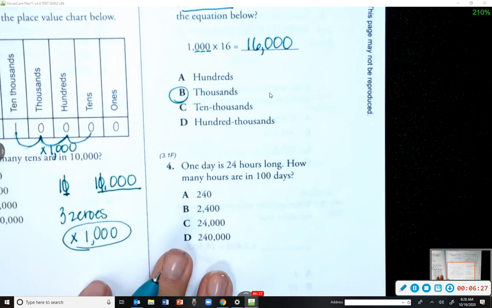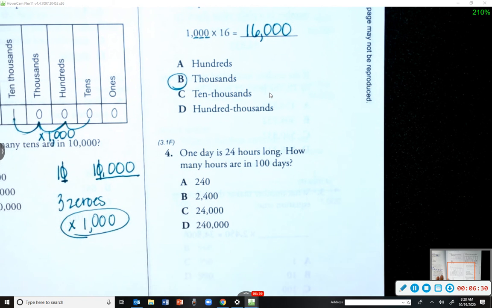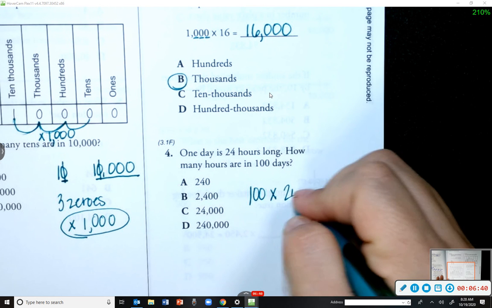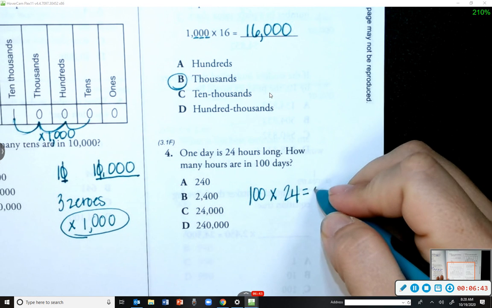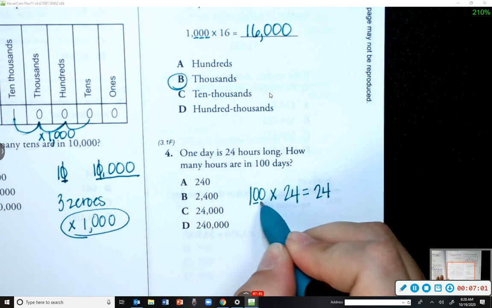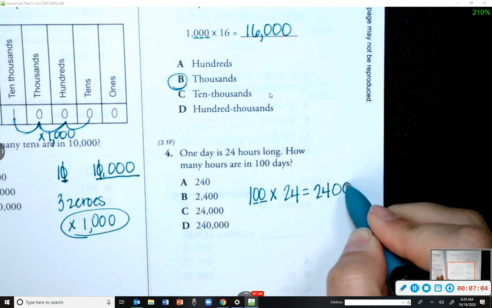Okay, number 4. One day is 24 hours long. How many hours are in 100 days? So you're doing 100 times 24 hours. 1, 0, 0. So I take the 24 and put what at the end of it? Kelsey? Not 3. How many do you see here? 2. 1, 2.